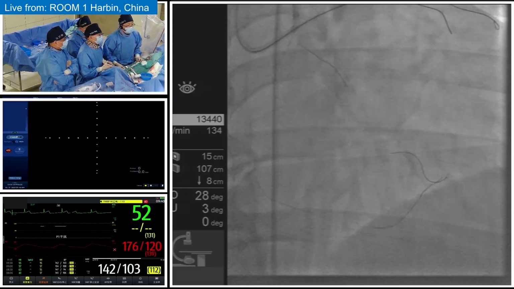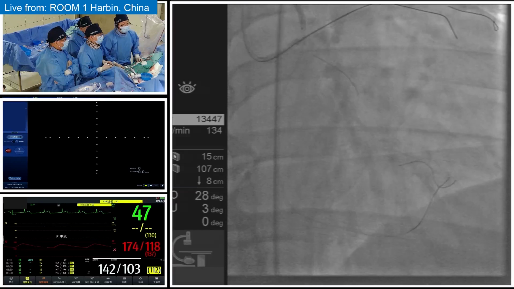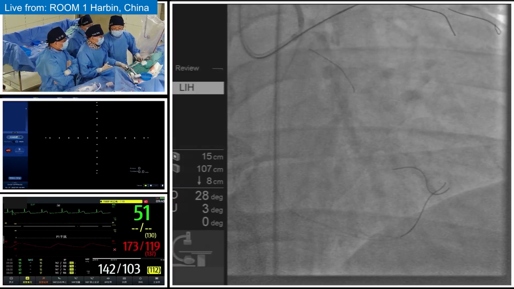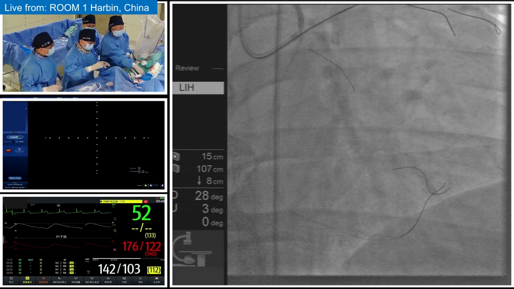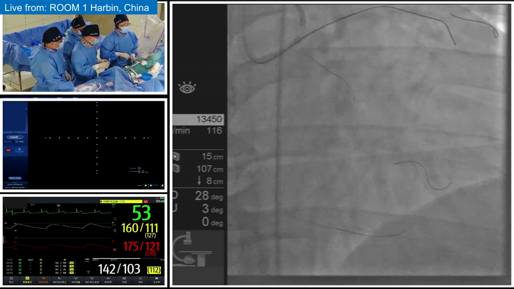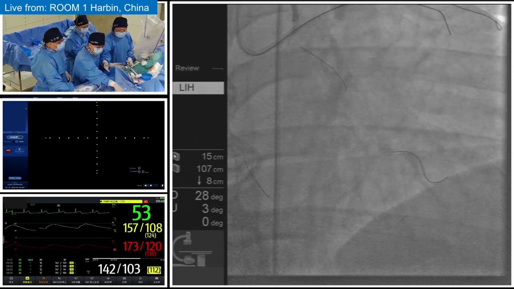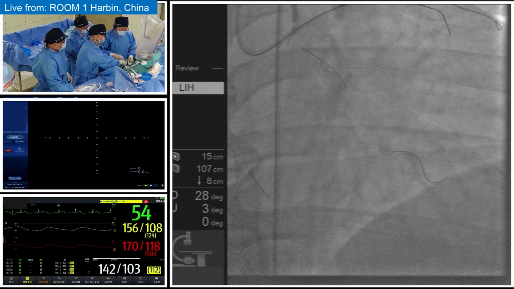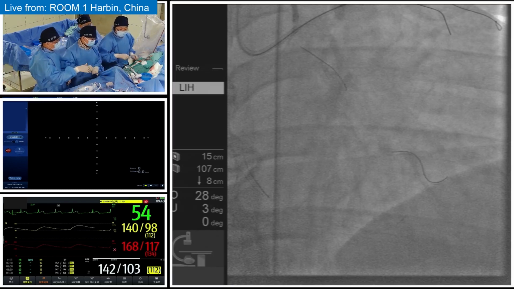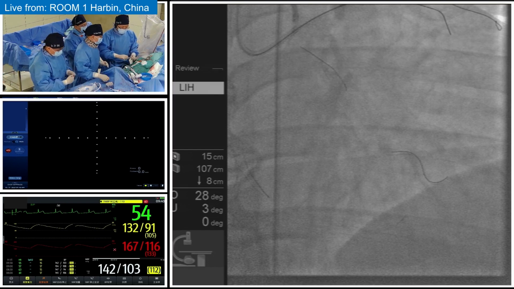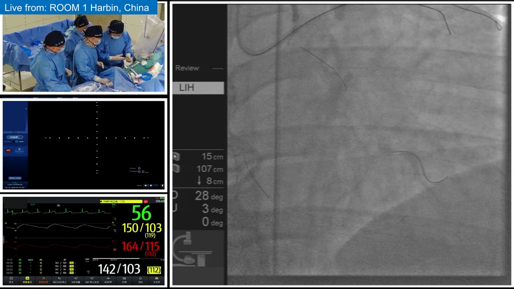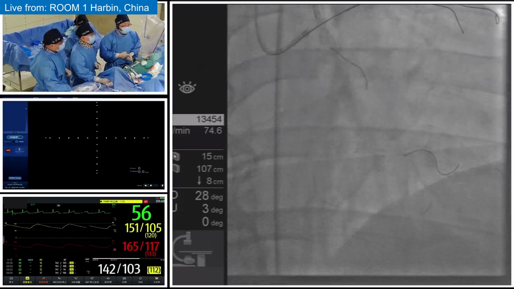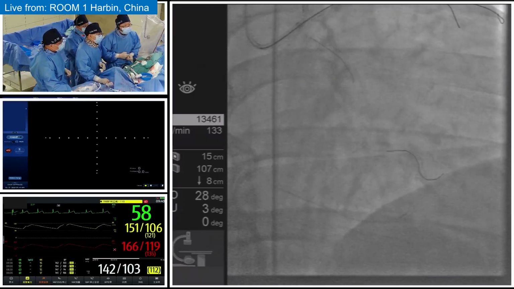Give me some contrast, small range contrast, please. So we are going to perform a super selective injection. Okay. Thank you. Stop, please. Before we inject, we must withdraw to see if there is a continuous blood flow back. We can see the blood flow back. Otherwise, we couldn't forcefully inject.